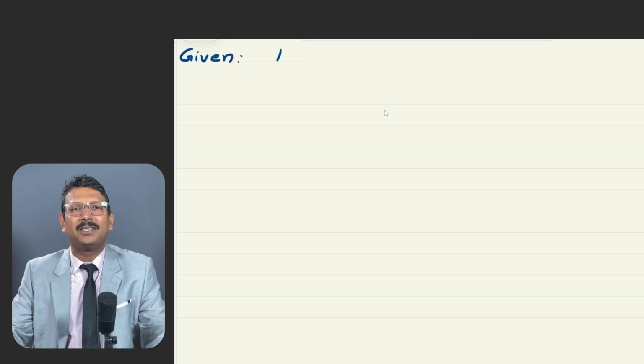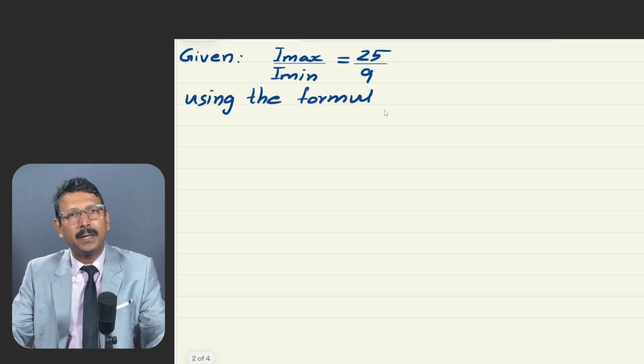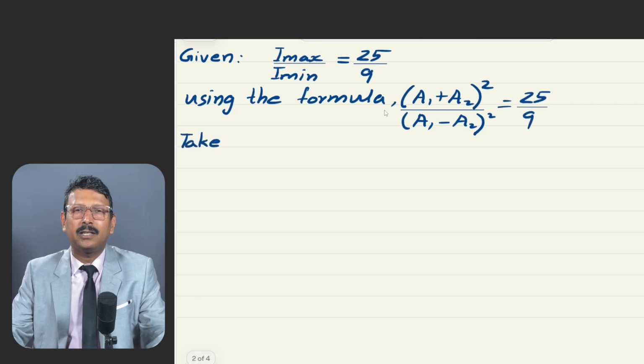Can we start now? How to solve this one? I always suggest you write what data is given in the question. In this question, the data given is the ratio of the intensities, maxima and minima. So I max divided by I min is equal to 25 divided by 9. Now we will use the formula we learned before. I is proportional to A square, right? So using the formula, A1 plus A2 whole square divided by A1 minus A2 whole square is equal to, as given in the question, 25:9 or 25 divided by 9.